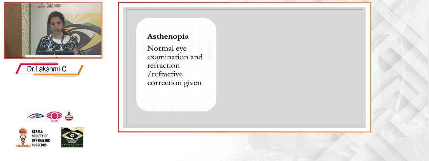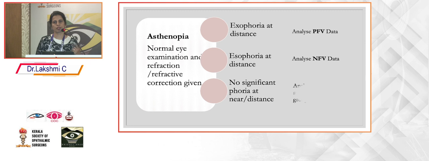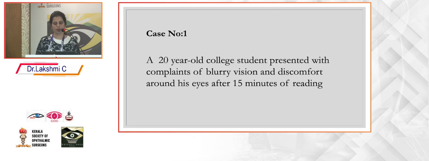So asthenopia, when the patient comes to you, first we have to check a cover test, find out whether the patient is having a phoria. So most often they might have an ortho for distance, and near they'll have esophoria or exophoria. If it is exophoria, then we have to see the positive fusional data. If it is an esophoria, the negative fusional data. And if there is no significant phoria, go into the accommodative test.